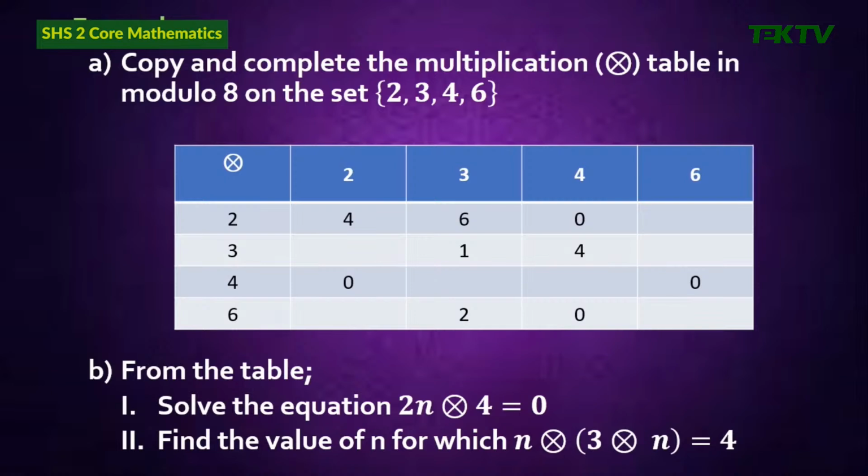2 times 6 will give you 12. 12 in mod 8 is 4. So in place of 2 times 6, you are going to write 4 there. So you follow all the empty spaces and fill in the right values. Try that one and let's see your answers.